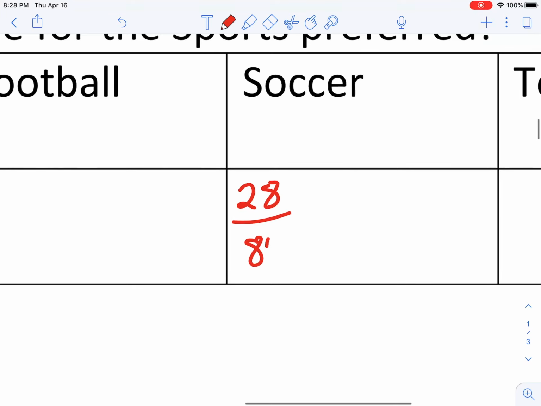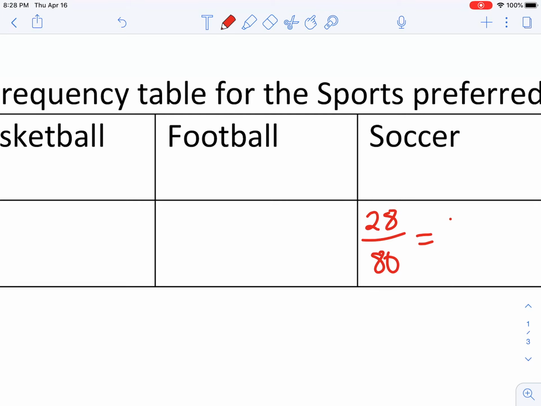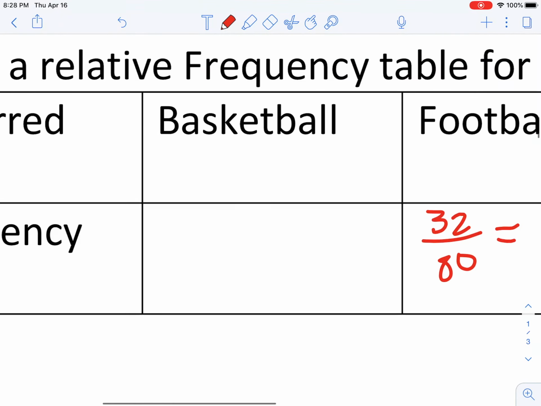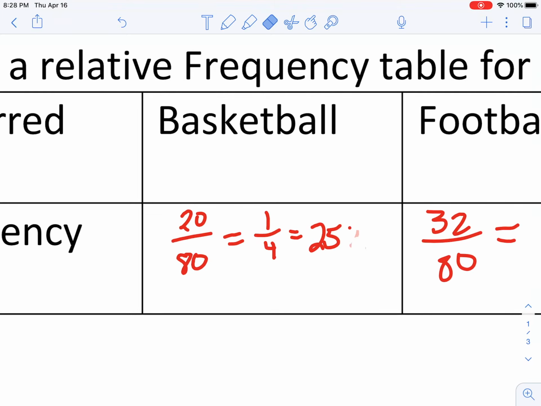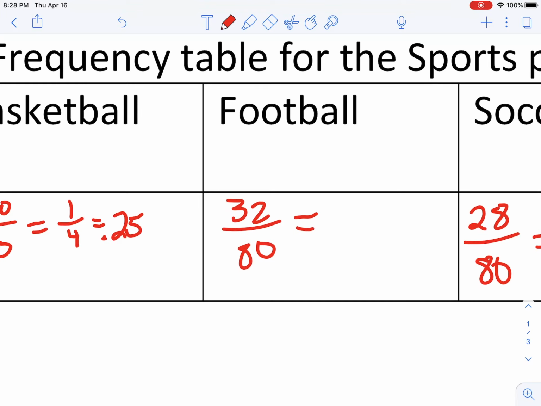So for soccer, there were 28 people that preferred it out of 80 total people surveyed, and then you can write down what that number is. Football, there were 32 out of 80. Sorry, dropping my calculator there. And basketball, there were 20 out of 80, which we know to be 1/4, which is 25%, or 0.25, if you're talking about the decimal.